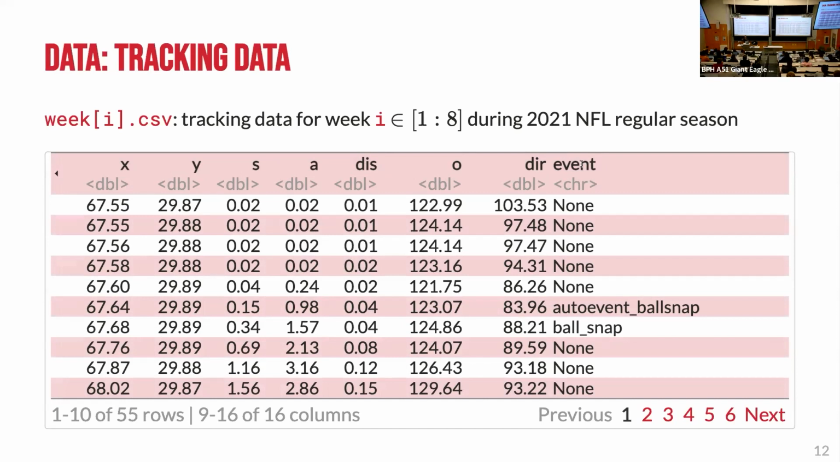So we know whenever it's a ball snap, whenever there's first contact, whenever there's a sack, whether it's a pass forward, etc. And this can be key later on when we try to filter out all of the unnecessary frames that we don't need. So keep that in mind. So that's the tracking data set.